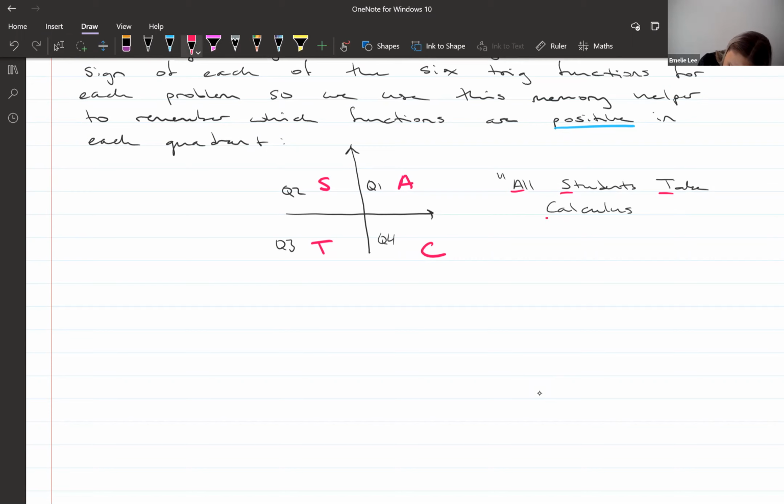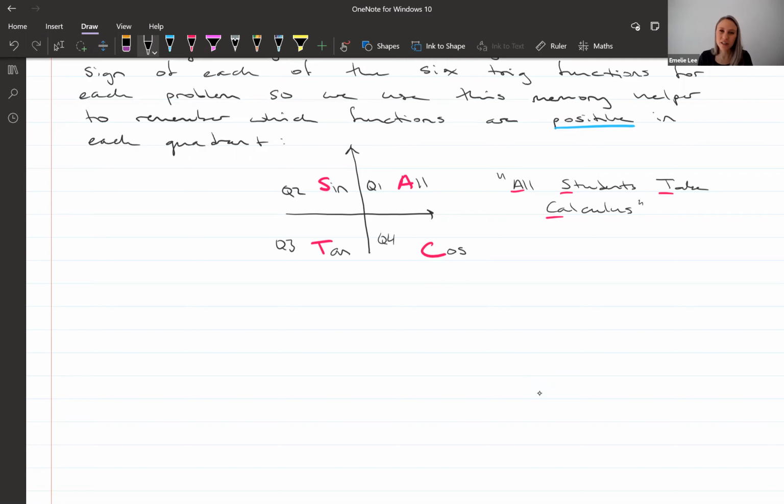All students take calculus. What it stands for is that all trig functions are positive in Q1, because x is positive and y is positive, so there's no reason to get a negative out of there. But for S here, sine is positive. In Q3, tan is positive. And in Q4, cos is the only one that's positive. And you can confirm this if you look at what your x and your y values are.